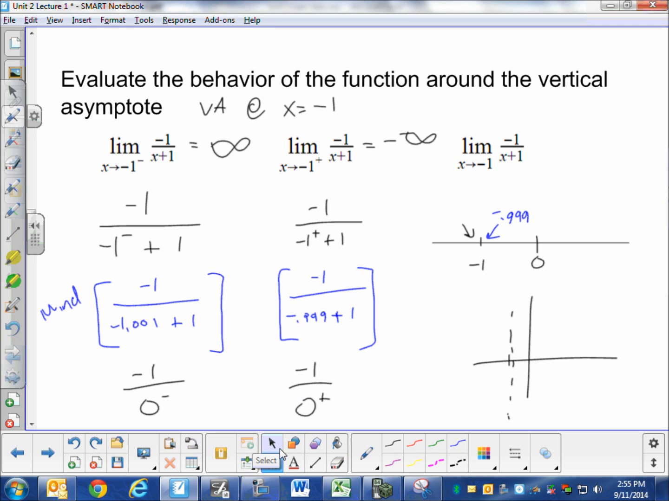Cool? Now, Mr. Sexton, you're taking your test after school today. What would this limit be in general? So, I know the left-hand limit, I know the right-hand limit. It would be undefined, right? Yeah, it would be does not exist, and why?